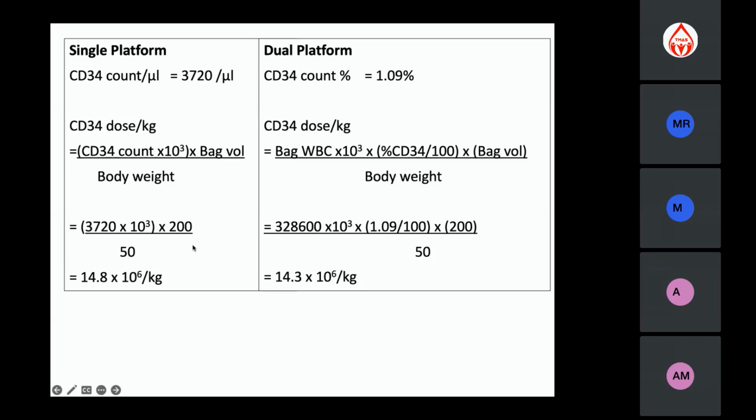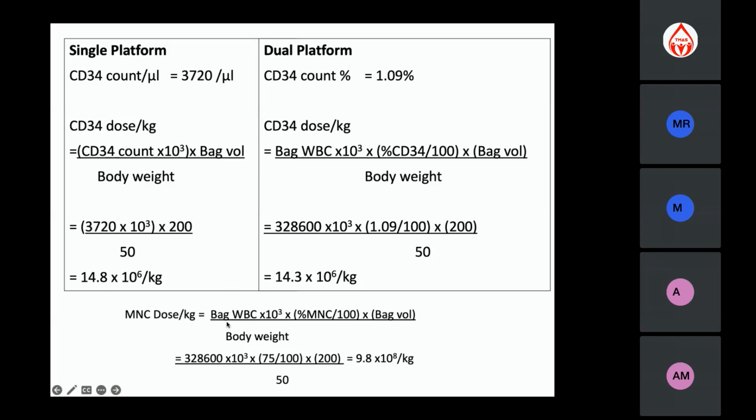Now to estimate the mononuclear cell dose, MNC dose, the formula is the bag WBC count into mononuclear cell percentage into bag volume divided by recipient's body weight. The mononuclear cell percentage in this product was 75%. So the mononuclear cell dose will turn out to be 9.8 into 10 power 8 cells per kilogram body weight of the recipient. Mononuclear cells are usually expressed in 10 power 8 cells per kilogram body weight.